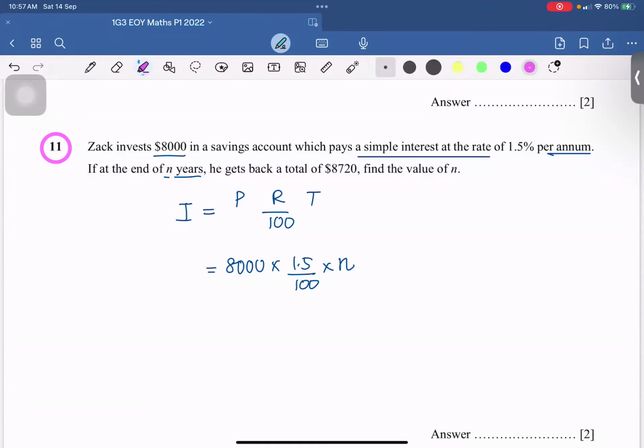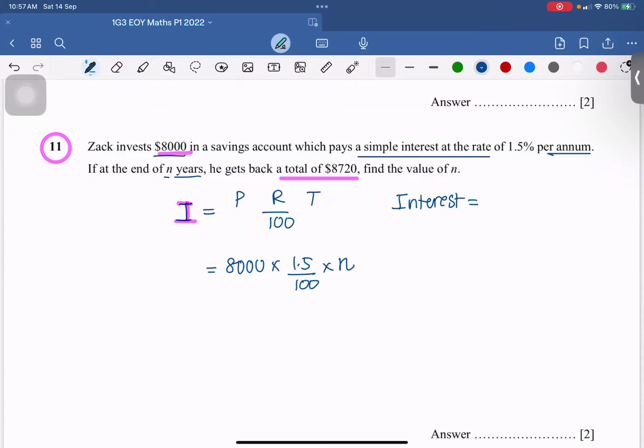Okay, this one, the question says this is a total, but the information that I want over here is the interest. I started with 8,000, I had a total of 8,720. How do I find the interest? I started with 8,000, I ended up with 8,720. How do I find the interest?